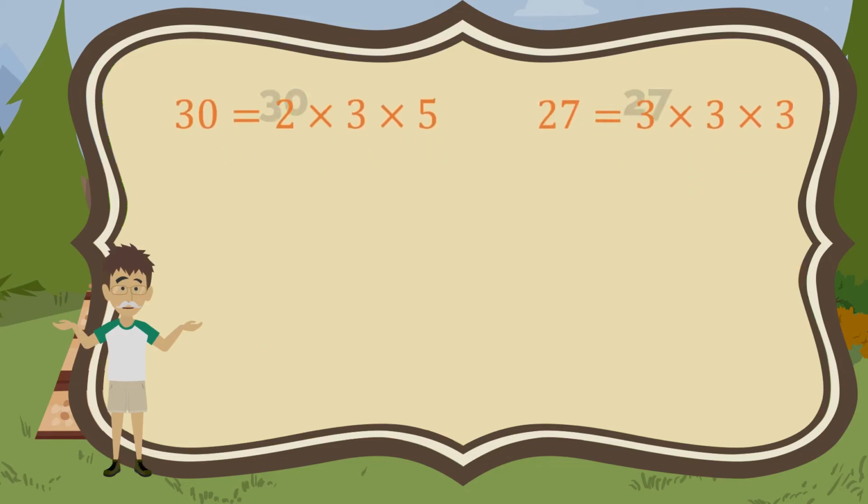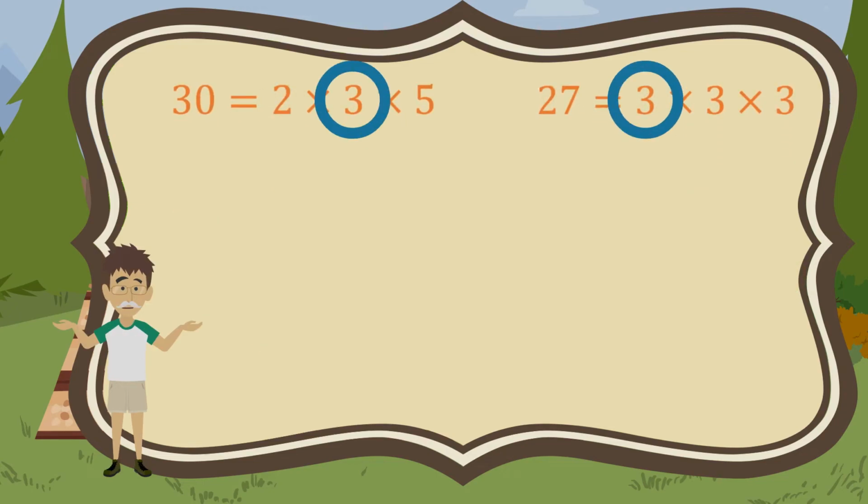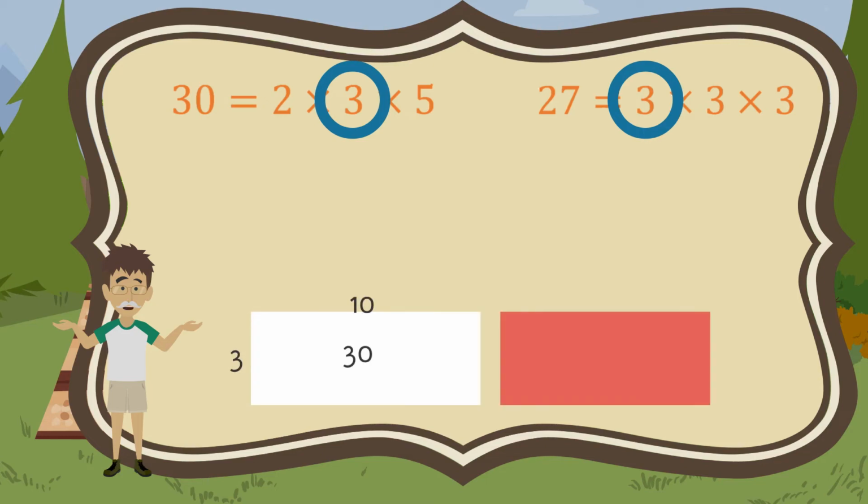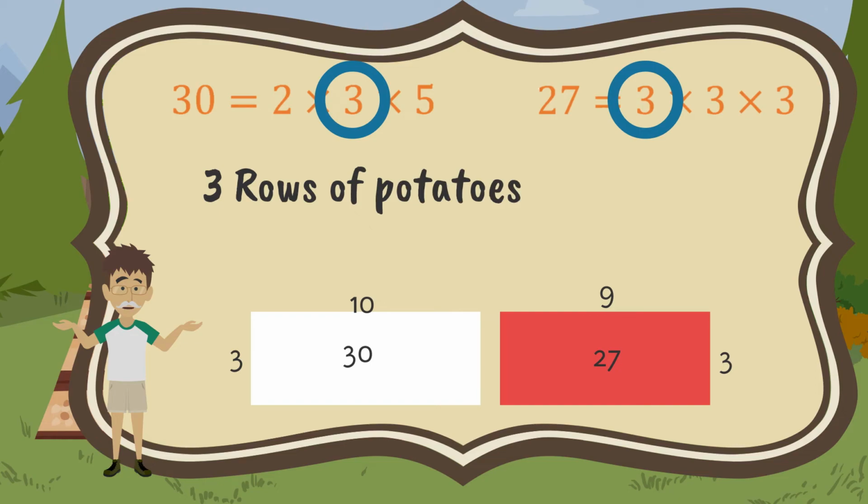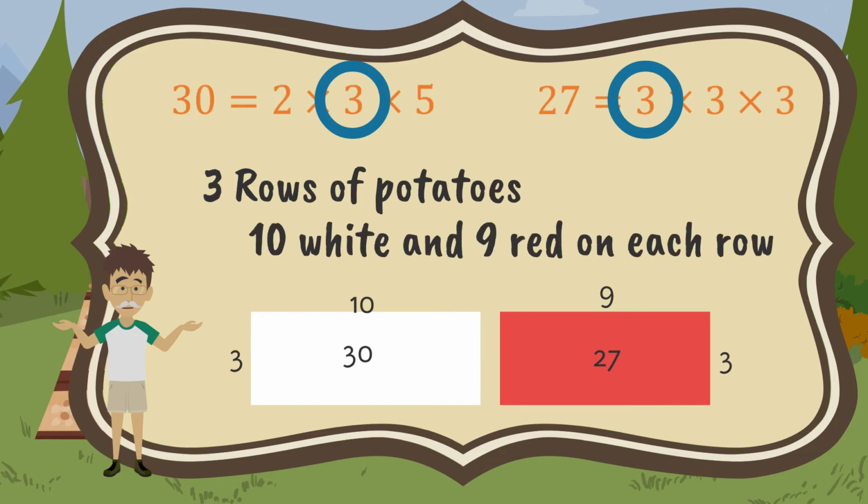Notice that both the 30 and the 27 share one 3. Therefore, 3 is the only factor greater than 1 and is the greatest common factor. This means I can create 3 rows. Each row will have 10 white potato plants and 9 red.